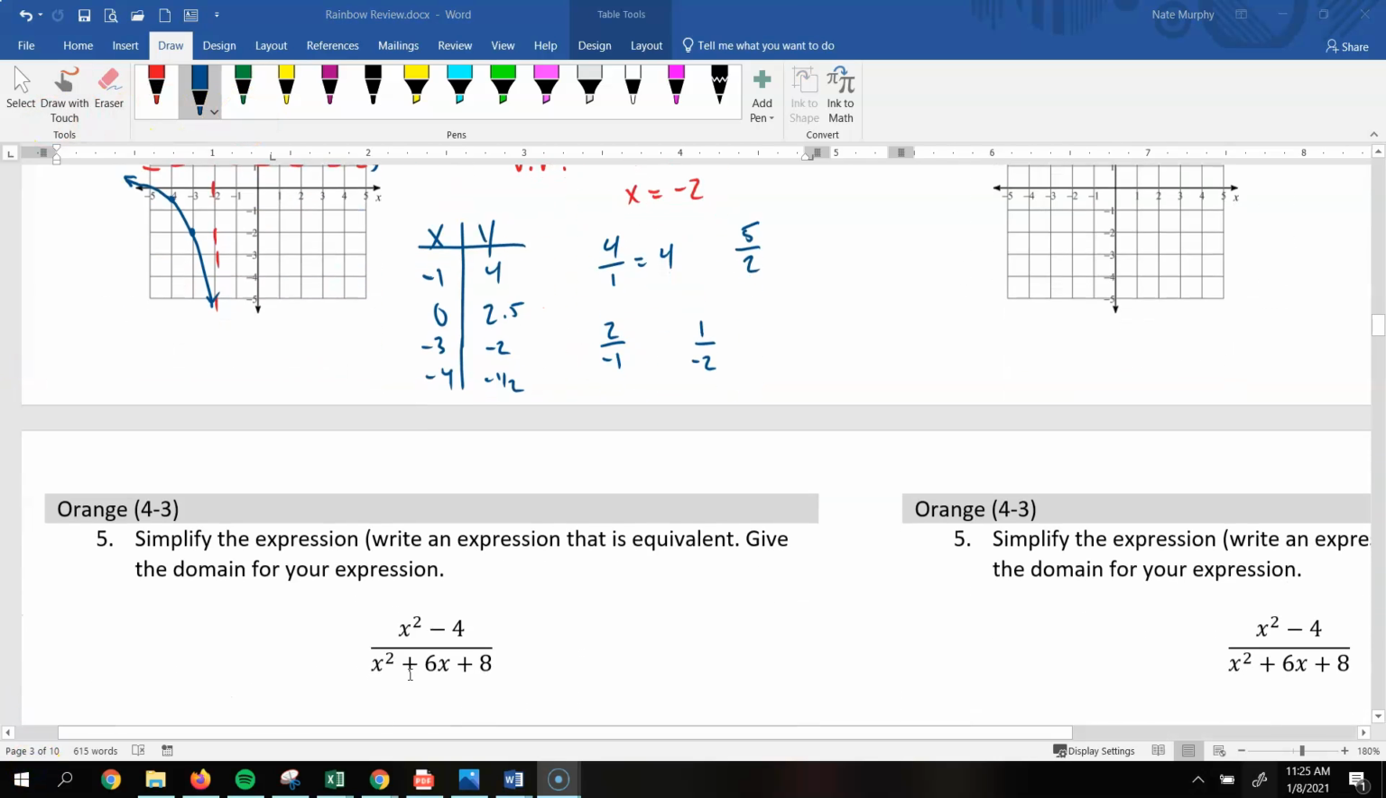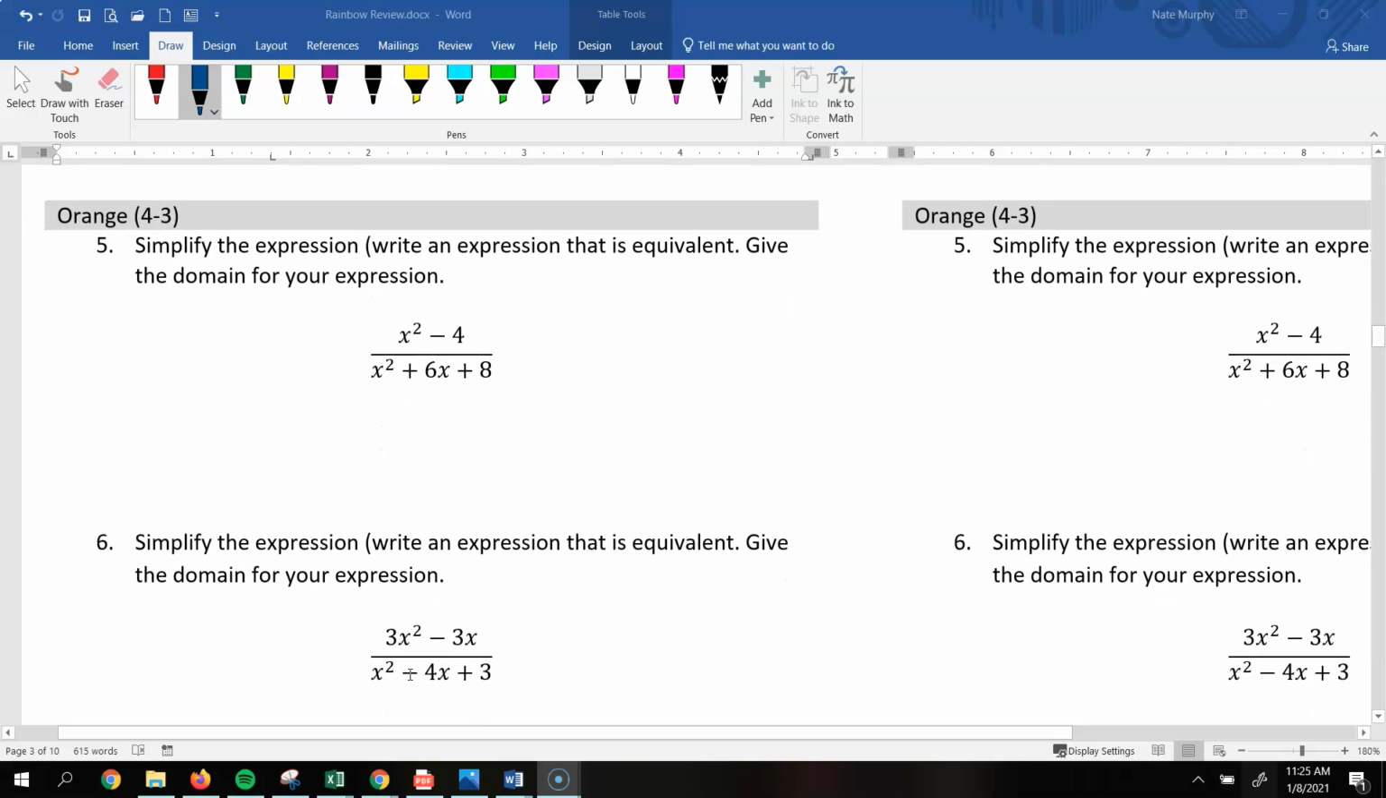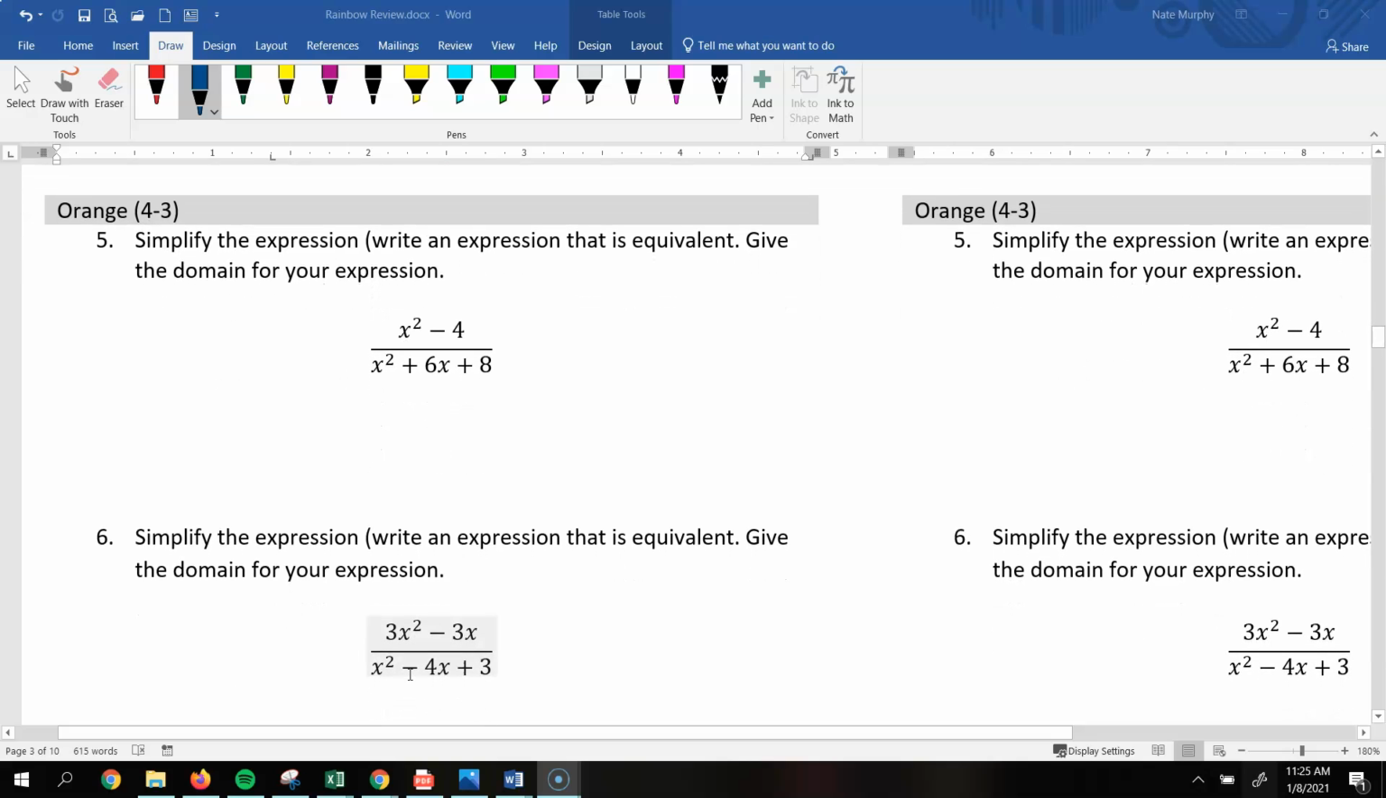All right, let's look at the back side now. Number 5, the first one on the back page, says simplify the expression and write an expression that is equivalent, and give the domain for your expression. The first step is we have to simplify the numerator and denominator. We're going to factor them down.